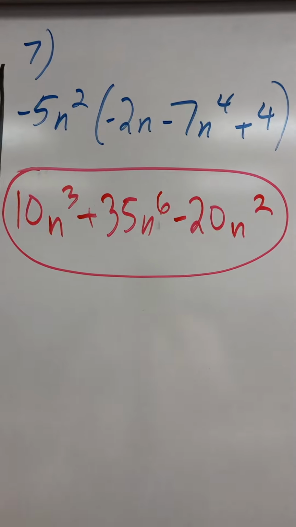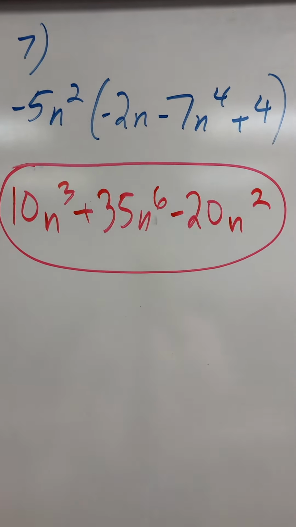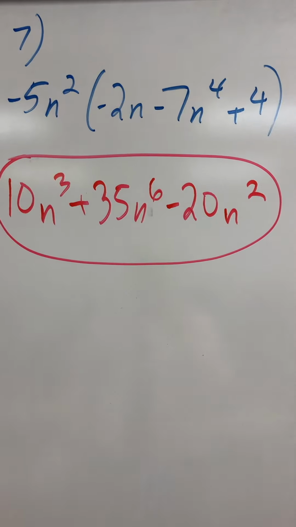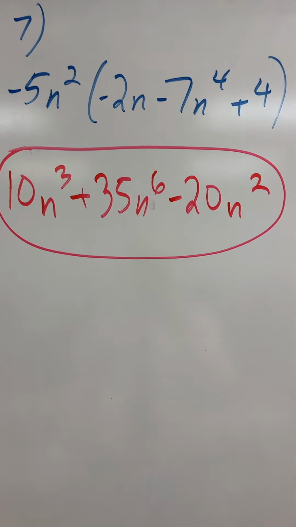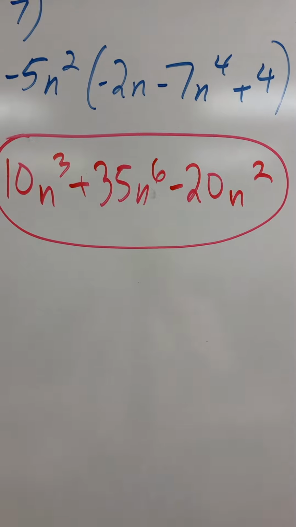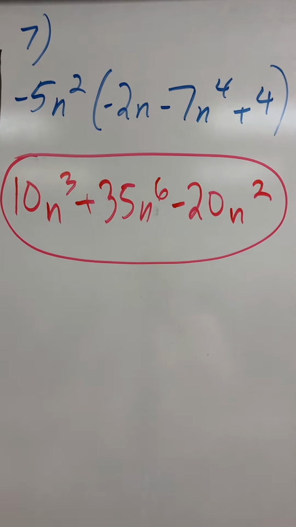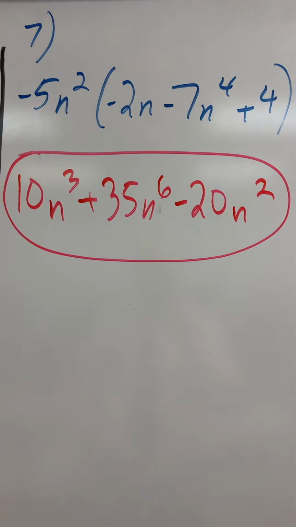Negative 5n squared times negative 2n makes positive 10 n to the 3rd. Negative 5 times negative 7, positive 35, n to the 6th. Negative 5, positive 4, negative 20, n to the 2nd.